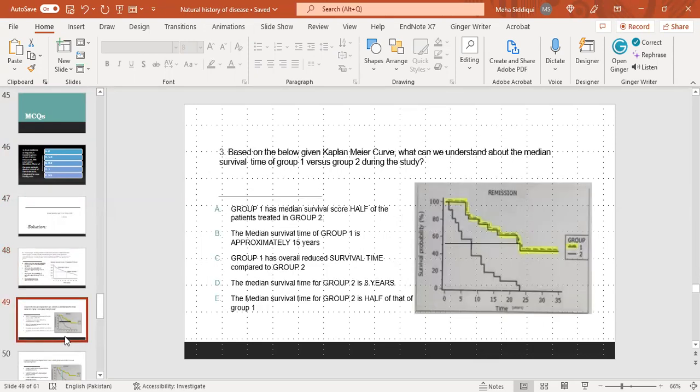Based on the below given Kaplan-Meier curve, what can we understand about the median survival time of group 1 versus group 2 during the study? Group 1 has median survival half of the patients treated in group 2. The median survival time of group 1 is approximately 15 years. Group 1 has overall reduced survival time compared to group 2, and median survival time for group 2 is 8 years. The median survival time for group 2 is half of that of group 1.